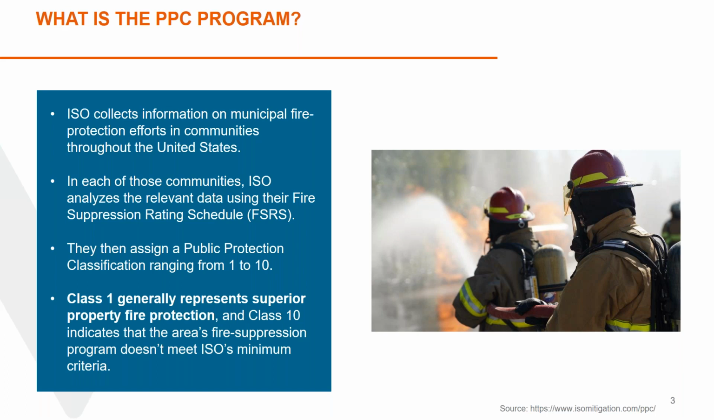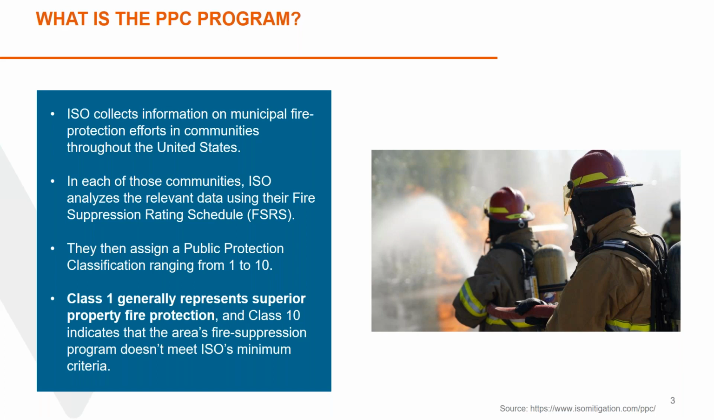But this is a numerical approach, so it's not subjective on their part. They assign a number based on all of these factors and total up the number. Whatever that total is, that is what the community is assigned. It ranges from class 1 being the best to class 10 being unprotected. So if you don't know this, 1's good, 10's not so good.